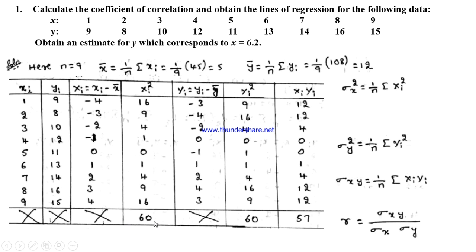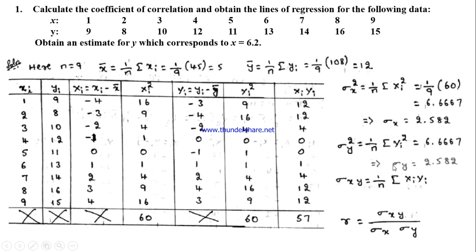Now by using this 60, the sum of xi square, I can write the variance of x, that is 1 by 9 of 60, that is equal to 6.6667. Now take the square root to have the standard deviation of x. And since sum of y square is also 60, we are expecting the same value for the standard deviation, that is 2.582 for y. Summation xi yi is given by 57 divided by 9, so that gives us this value.